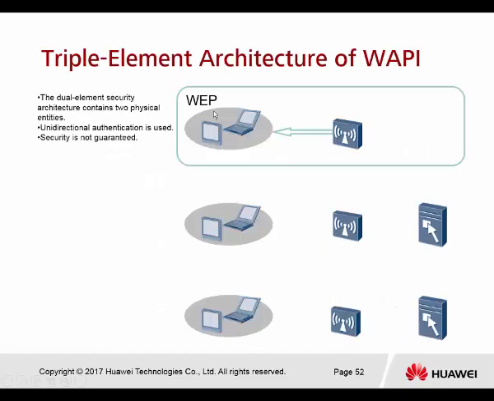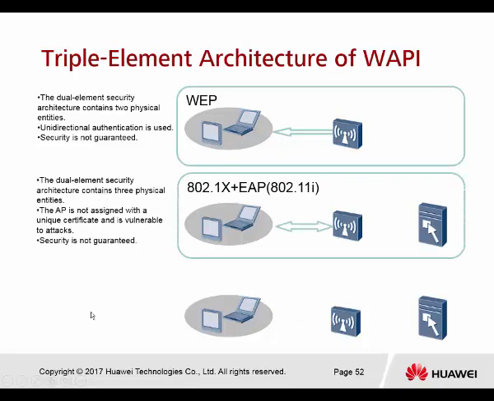So this is traditional web authentication. The dual-element security architecture contains two physical entities. So unidirectional authentication is used. Security is not guaranteed because both sides use a static key, and the key is fixed for everyone.